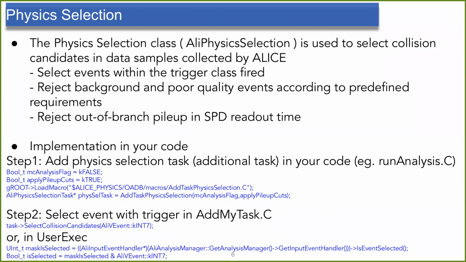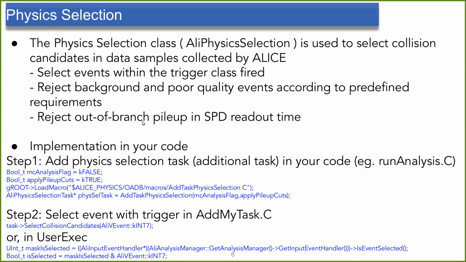So what is this physics selection? This physics selection class is used to select events with the trigger class that I have already mentioned. In addition to that, it also allows us to reject background and poor quality events coming from, say for example, a collision of a beam with the residual gas in the vacuum beam pipe. And it also allows us to reject the out of bunch pile up event in the SPD readout time. I will come to this.